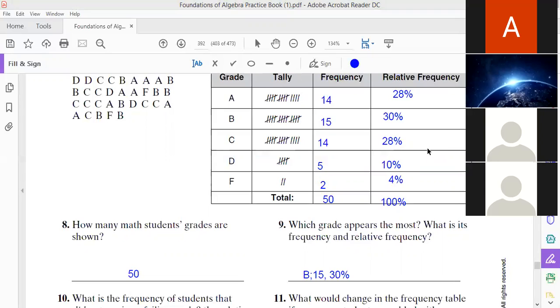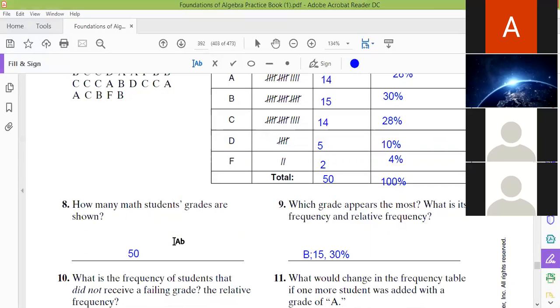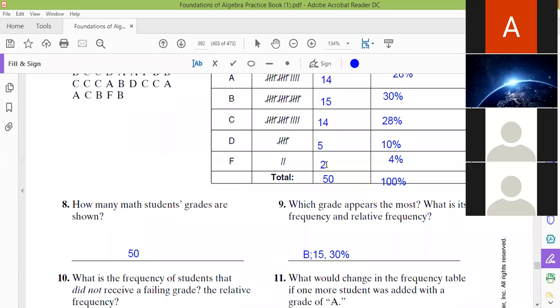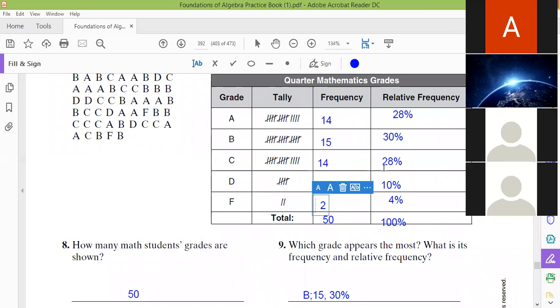Teacher, your voice is in Bluetooth. So listen to me. I have muted all of you, and you cannot unmute. Now the question is, what is the frequency of students that did not receive a failing grade? 2 students have got failing grades. Now tell me how many students did not receive failing grades. Think about it and tell me. You have 30 seconds and then I will turn it on.